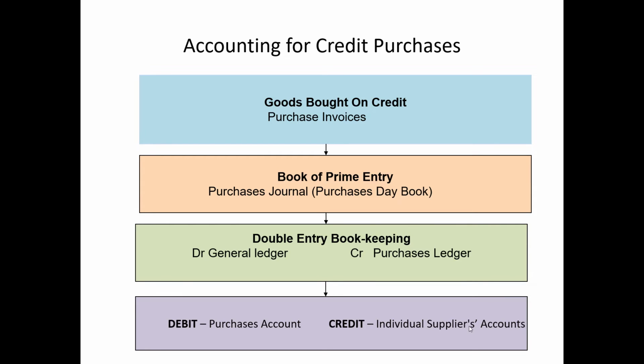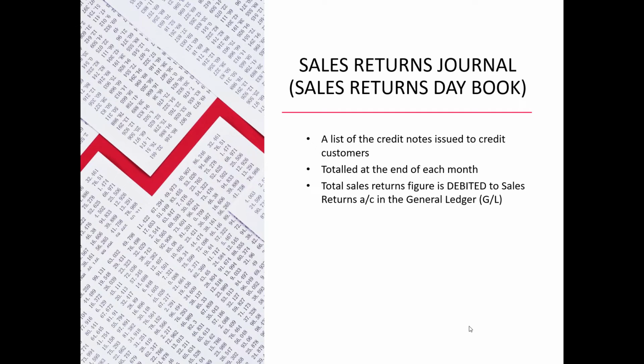Okay, so sales returns journal. I'm sure you can guess what happens here. This is going to be a list of all the credit notes that we've issued to customers, and it's going to be totaled at the end of each month. And at the end of the month, we're going to debit the total figure for sales returns into the sales returns account, which is going to be in the general or nominal ledger. And then each credit note is going to be credited to the individual customer account within the sales ledger.